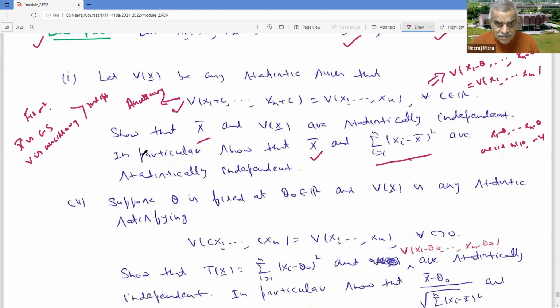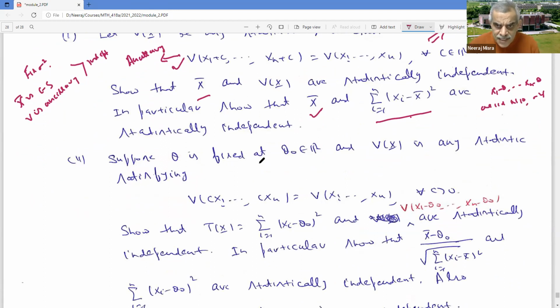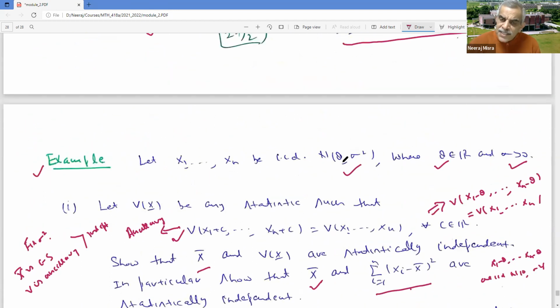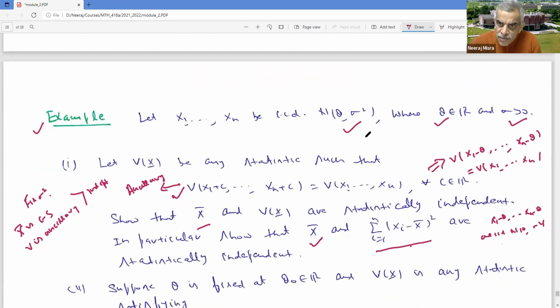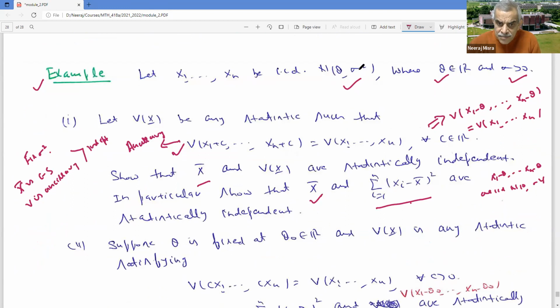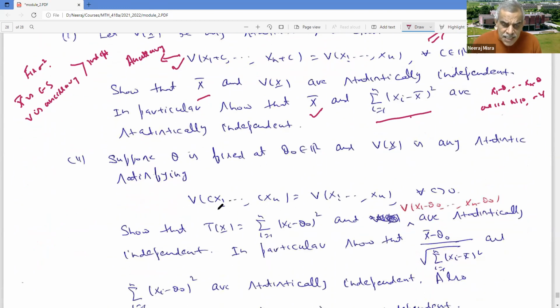Now let us consider another example. Suppose theta is fixed at theta naught. So here I'm fixing the mean, theta naught, and the variance is the parameter. And suppose V is any statistic which satisfies V of Cx1, Cx2, Cxn is the same as V of x1, x2, xn. So that T of x and V of x1 minus theta, xn minus theta are statistically independent. This is certainly complete sufficient, I know.